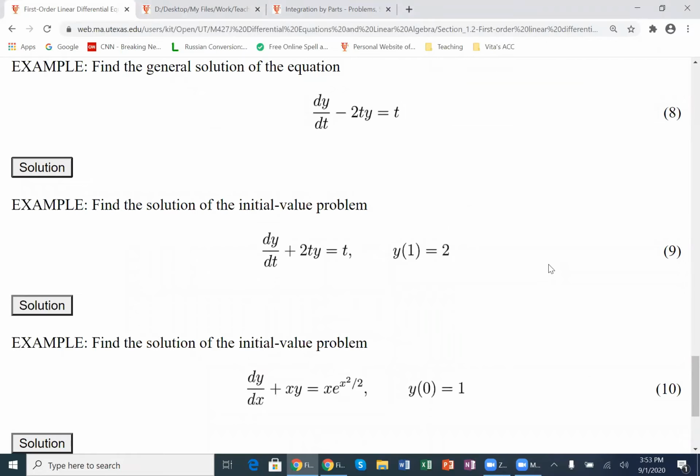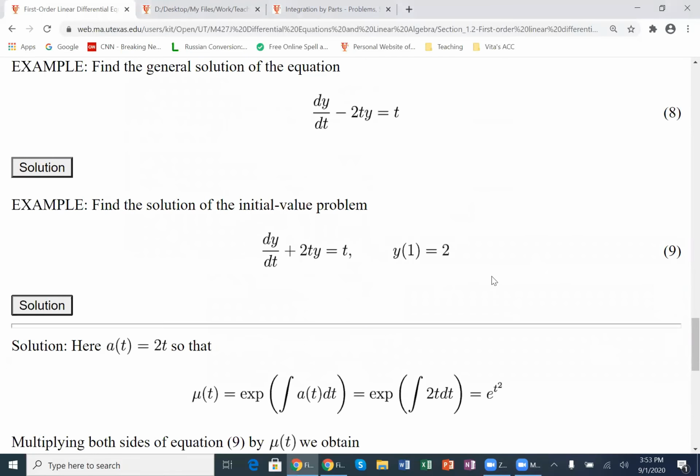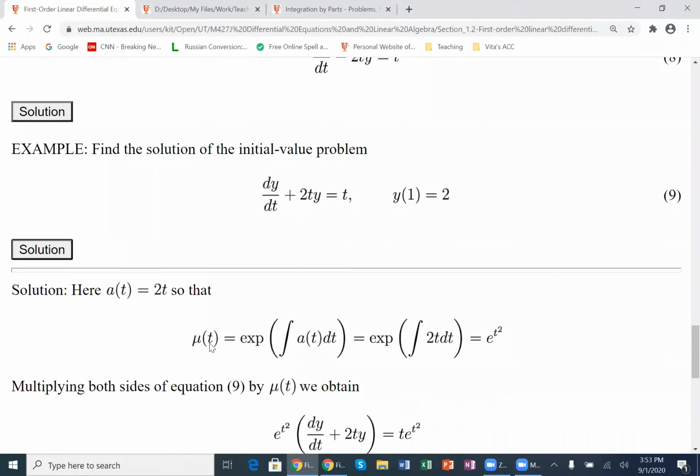All right, next example. Over here, we have the initial value problem. How do we solve it? So, as before, step 1, find mu. Here is the formula. We replace a of t by 2t. Indeed, looking at this equation, a of t is positive 2t. Antiderivative of 2t is t squared, so the integrating factor is e to t squared.